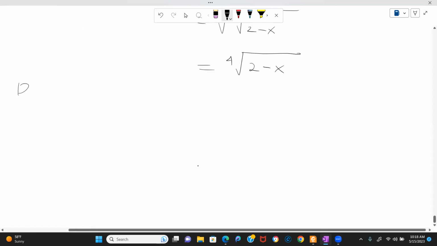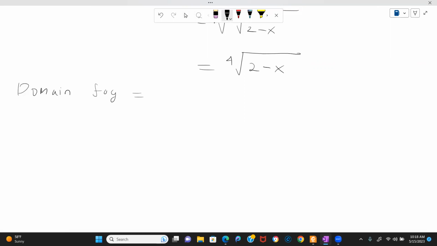And so the domain of this function, f composed with g, is going to be equal to negative infinity to, sorry, not negative 2, just 2.